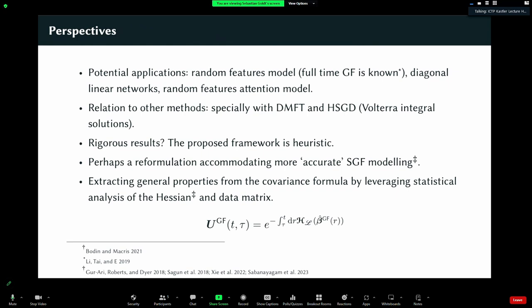where the full time gradient flow is known, for example, by linear pencils like Antoine presented yesterday, or diagonal linear networks, random features attention models. And also it's interesting to relate to other methods like DMFT and the methods that are solved by Volterra integral equations, also rigorous results.